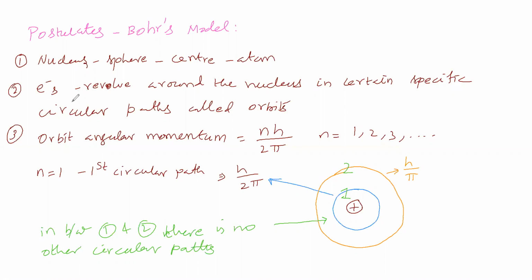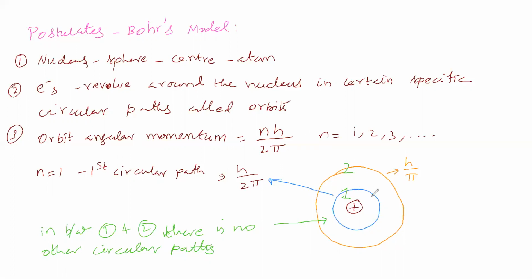So what Bohr is saying is that electrons revolve around the nucleus in certain specific circular paths, and only certain specific circular paths are possible. As per the Niels Bohr model, this point is very, very important. Around the nucleus, we can draw many circular paths. Which circular paths are possible? The circular path having angular momentum nh by 2 pi, where n is a positive integer.